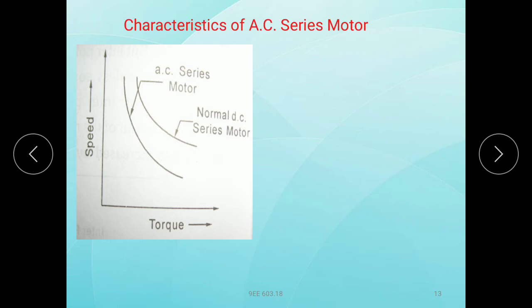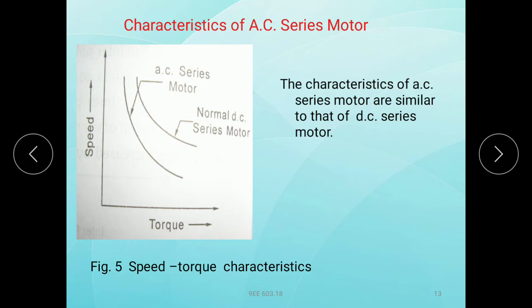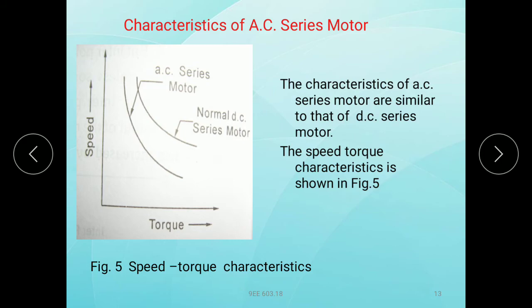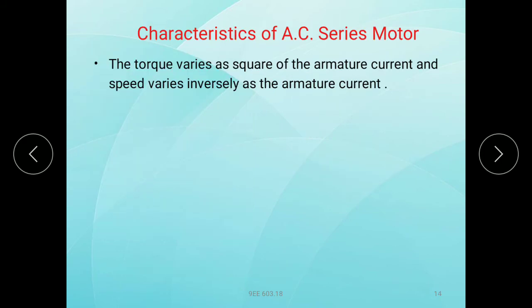So this is about the characteristics of the AC series motor. Here the speed torque characteristics: the characteristics of the AC series motor are similar to those of the DC series motor. The speed torque characteristics are shown in the figure. Here the torque varies as the square of the armature current.